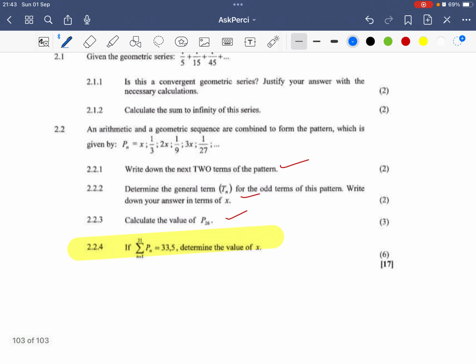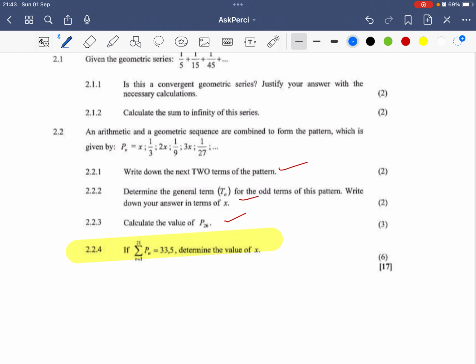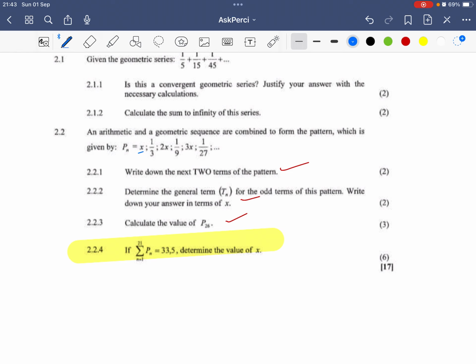So the next two terms of the pattern, you can see that the first term is x, and the third term is 2x, the fourth term is 3x. Therefore, will you agree with me if I say the next term of this pattern here, x, 2x, 3x, is going to be 4x. Okay, so this is the one here.